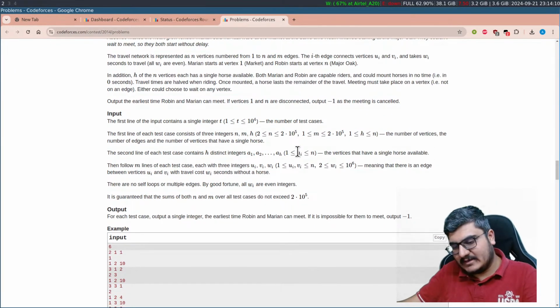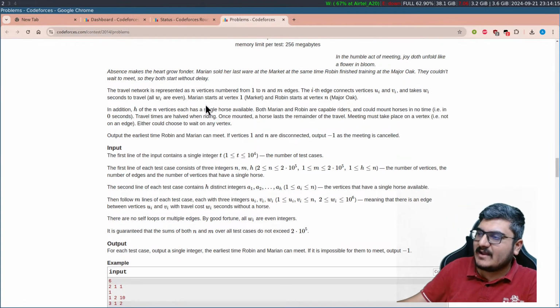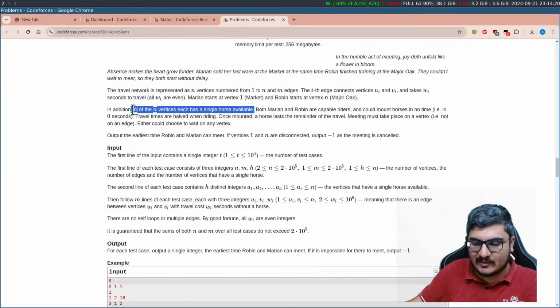So let's first assume we have not one horse, but an unlimited number of horses here. Then what should be our approach here?